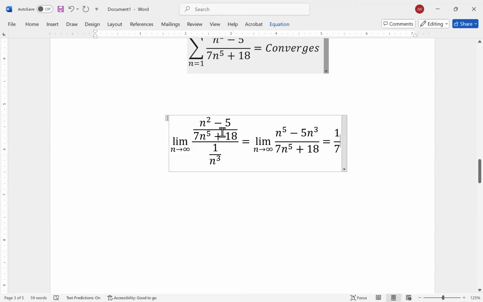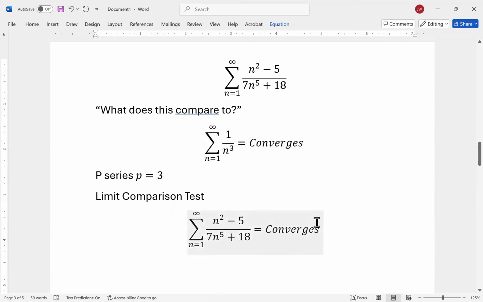By the way, if I would have flip-flopped which one's on top and which one's on bottom, then the limit would have been 7. That's a real number, which is non-zero, and therefore both of these are going to converge.